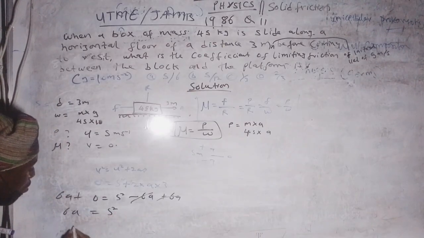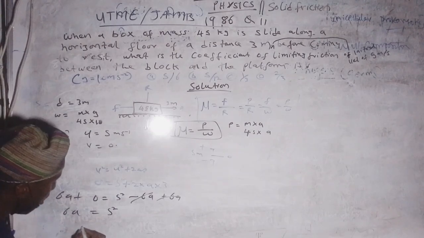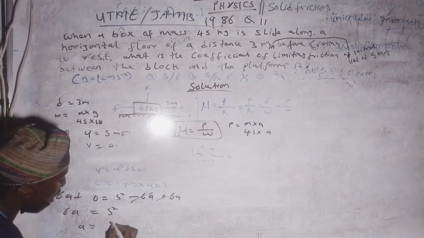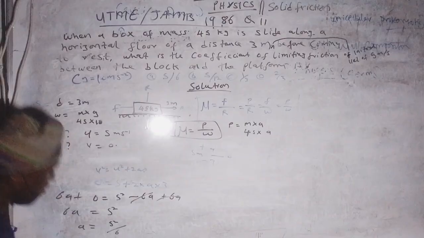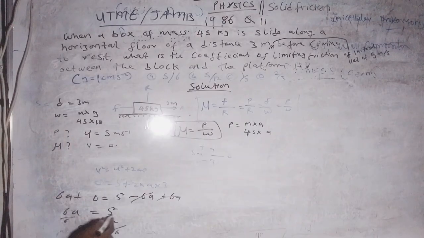So making a the subject of the formula, what will happen? Acceleration a will be equal to what? 5 squared over 6, right? You divide both sides by 6. So divide both sides by 6, and we have 5 squared over 6.